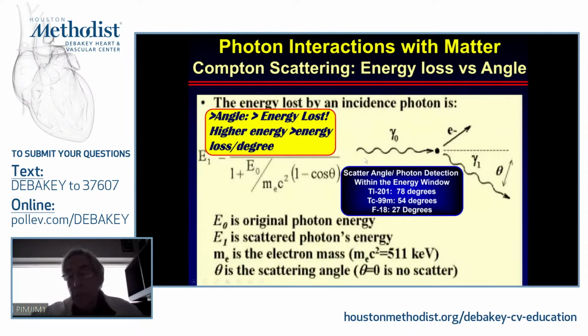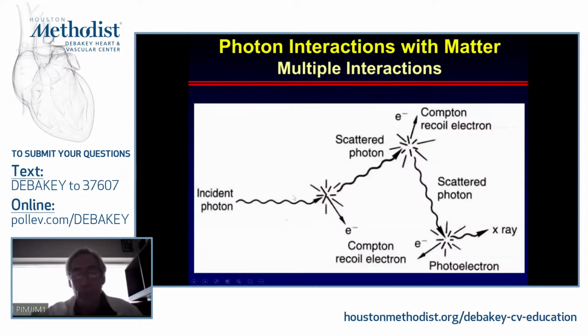So this idea of Compton scattering is very important, because we want to avoid Compton scattered photons. We really don't want to detect them, because they originated in one place and they'll be counted in another place, and you'll lose spatial resolution. And not only can you get a Compton scattered electron or a photon, but this can occur in many different ways in tissue.